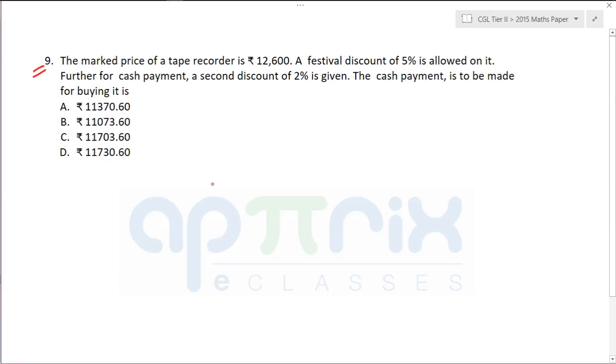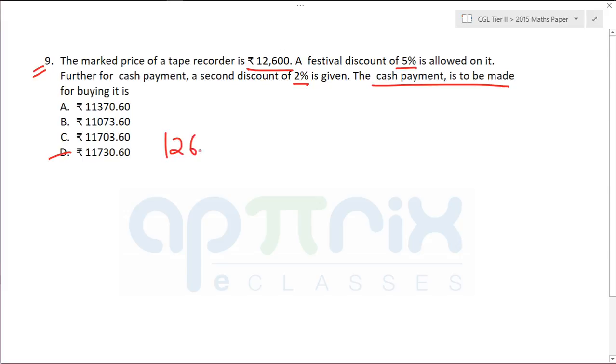Question number 9. It says the marked price of a tape recorder is 12,600. A festival discount of 5% is allowed on it. Further, for cash payment, a discount of 2% is given. Then the cash payment to be made for buying it is? A good calculation skill will allow you not to raise the pen, but even if you don't have that much calculation speed, maybe you need to raise the pen, but it is not difficult. Let me tell you how to proceed.